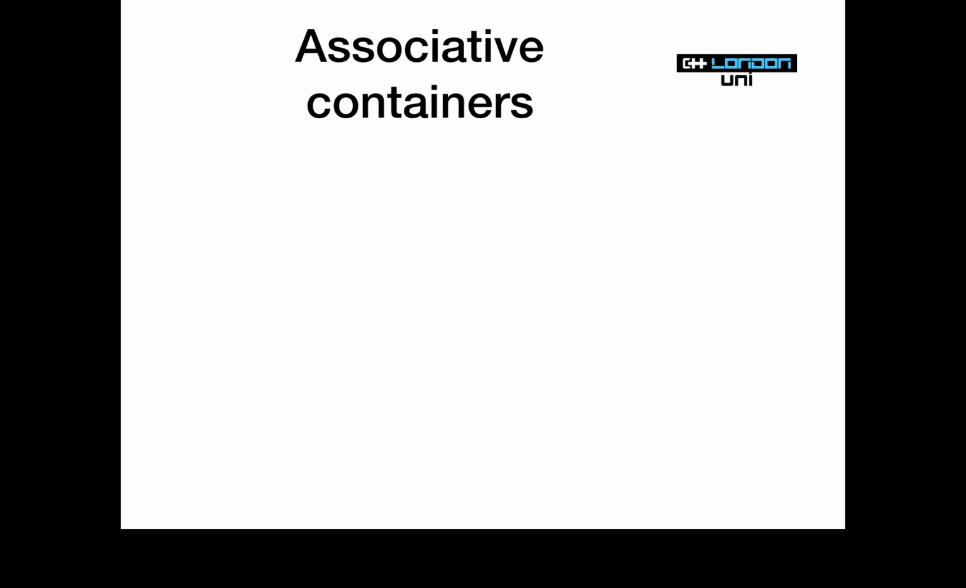So those were the sequence containers. Those are the ones that store all their elements in the order in which you put them in. They're just a sequence of values. We also have a selection of what are called associative containers.